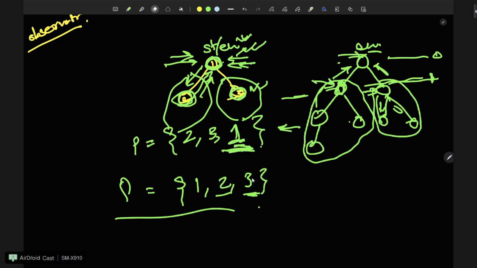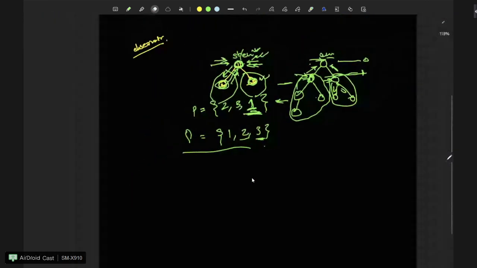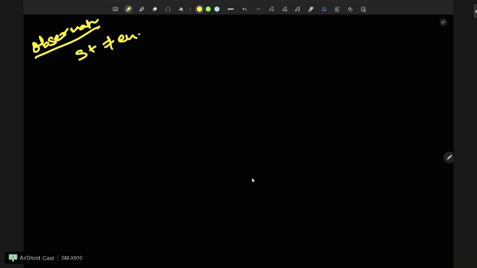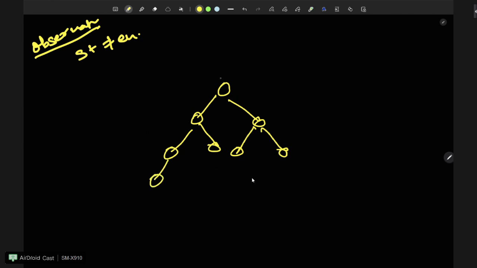Now, what would be the second observation? The second observation would be something like when st is not equal to en, then how it will be. So suppose we have a tree like this. Okay, now en is this node and st is this node.